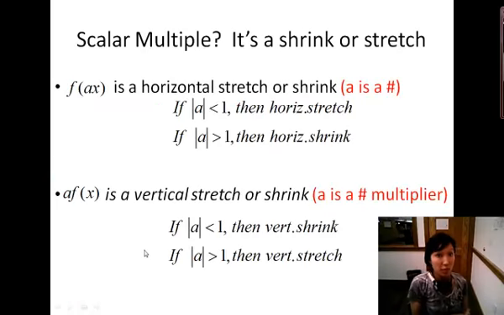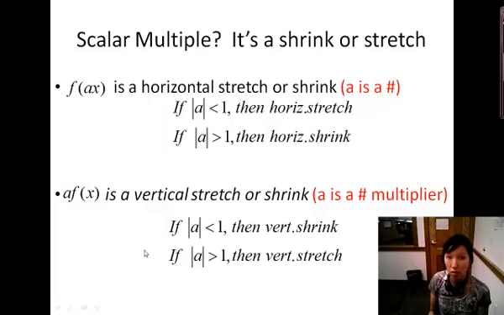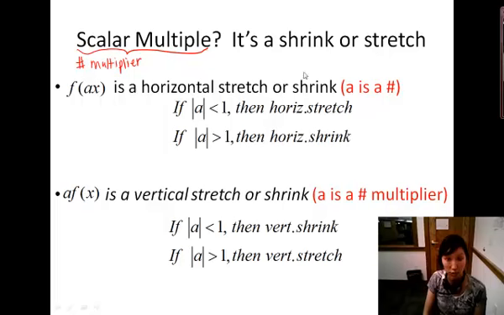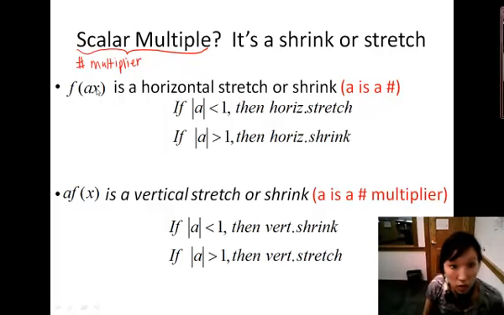Now when you see multiplication, this is the new one, if you ever see a multiplier somewhere in your function, that's what we call a scalar multiple. So it's just a multiplier, a number multiplier, also known as factors. But you see this constant number multiplied on, what you should now be thinking is, oh, that's a stretch or a shrink. So here, if you look at this notation, all it's saying is that we have a number multiplied onto the x, where a is just a number.